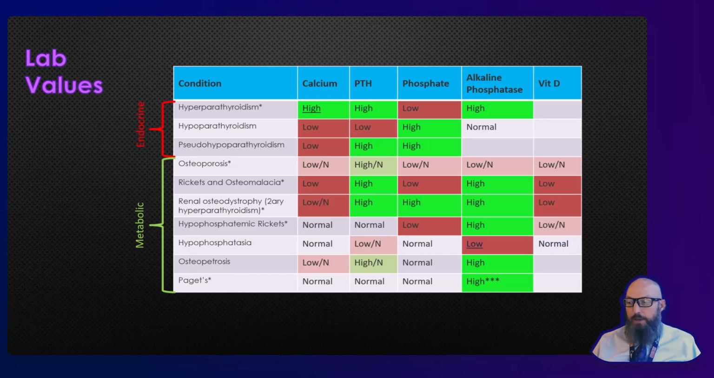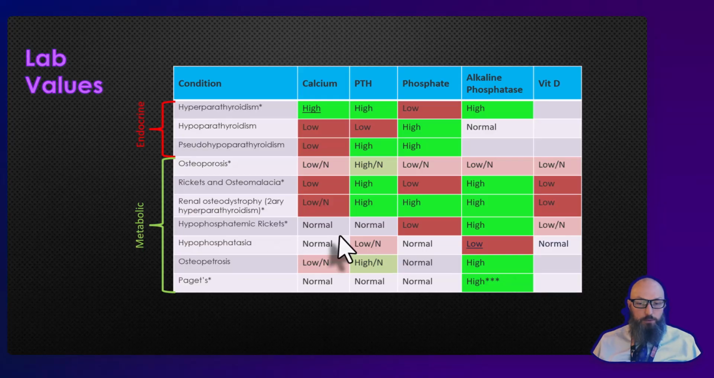The active vitamin D results in bone resorption in the absence of healthy phosphate levels. So calcium is normal, PTH is normal, but we have low phosphate and we have high ALP due to increased bone resorption.